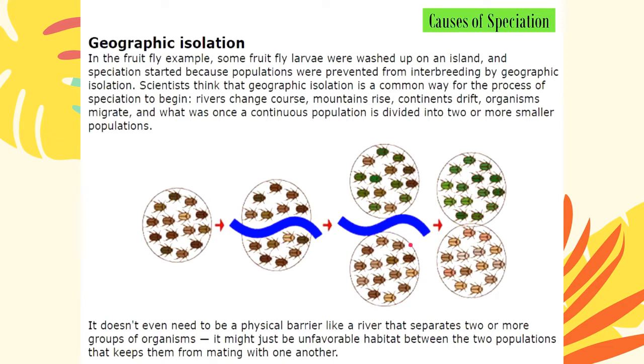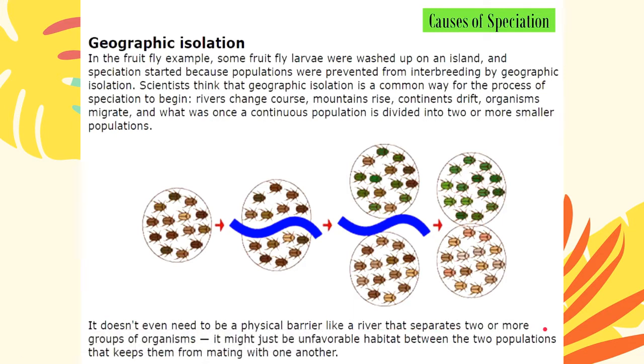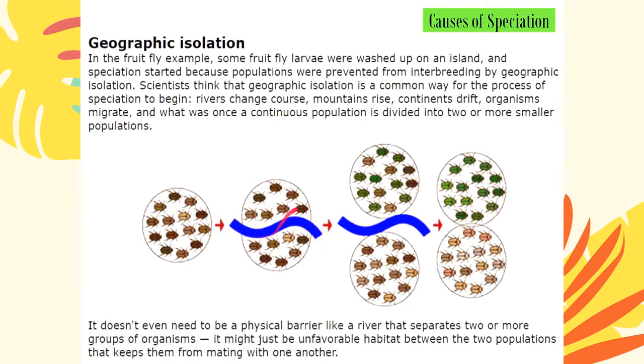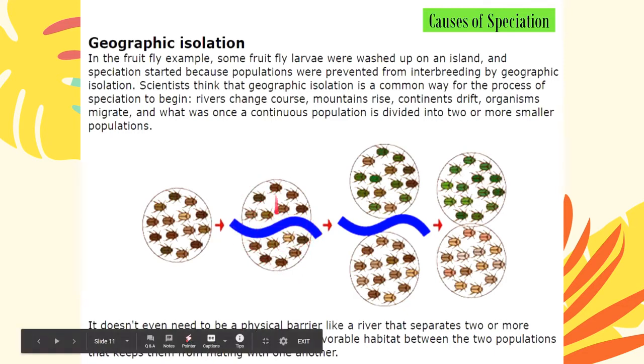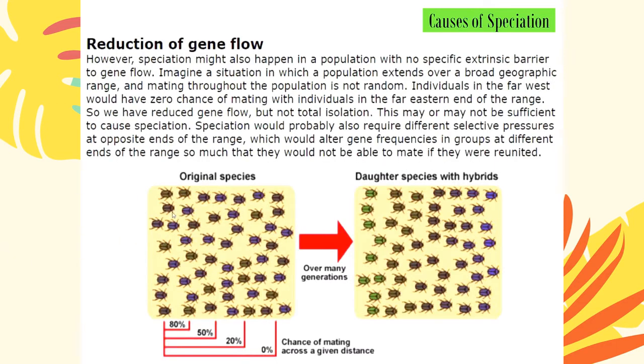Like what the text mentioned, it does not have to be a physical barrier like a river, something that will just separate them from each other. It's something that will prevent them from mating with each other, either a human-made wall, or a dam, or a subdivision built in the middle of the forest, for example, or in the middle of the mountain, or whatever, something that physically separates them and prevents them from mating. We call that geographic isolation.